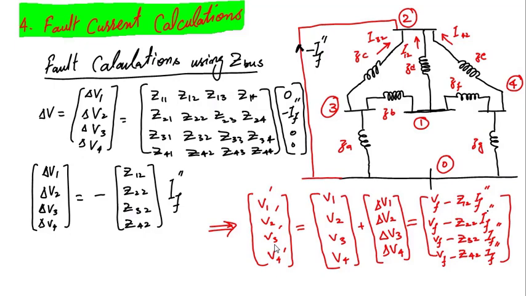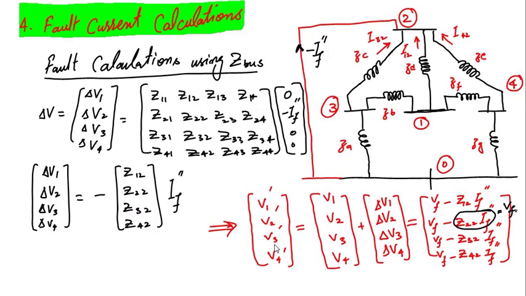Now look at this change in voltage at bus number 2, delta V2. This term Z22 IF double dash is equal to VF, because we have used the equation IF double dash is equal to VF over Z22. When we multiply Z22 with IF double dash, that will become VF. So here the change in voltage at bus number 2, delta V2, is minus Z22 IF, and the new voltage will be VF minus VF, that will make it 0.